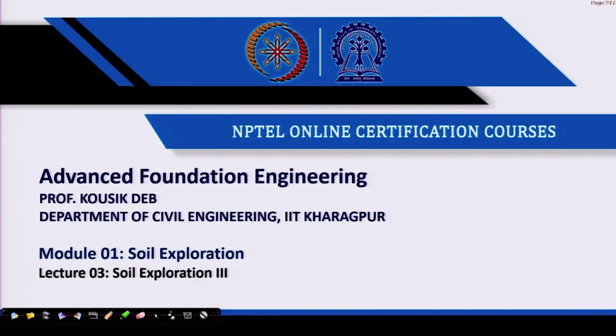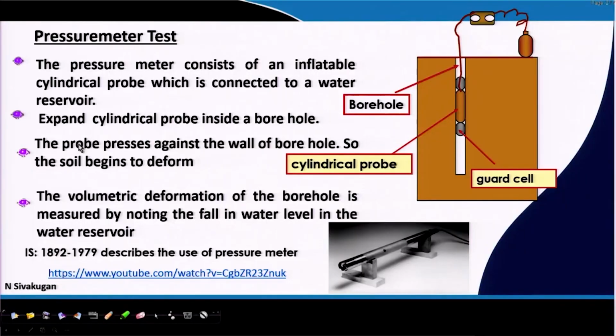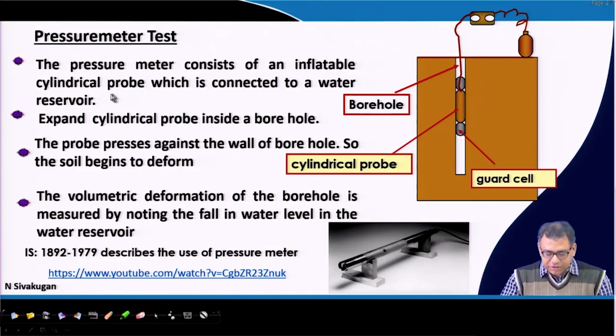So, last class I discussed different penetration tests, SPT, SCPT and DCPT, and then I discussed different correlations by which you can determine the soil properties. Today I will discuss the pressure meter test. The pressure meter test is another in situ test by which we can measure different soil properties using correlations. So, this is the pressure meter instrument.